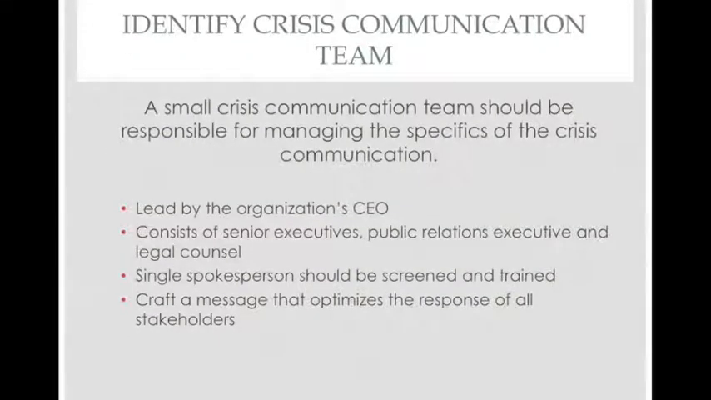Prior to a crisis, a company should form a small crisis communication team who will be responsible for managing the specifics of the crisis communication. A team like this often consists of senior executives led by the organization's CEO. Teams also may include the firm's top public relations executive and legal counsel. A crisis communications team member should be pre-screened and trained to be the spokesperson of the organization to the various channels of communication.